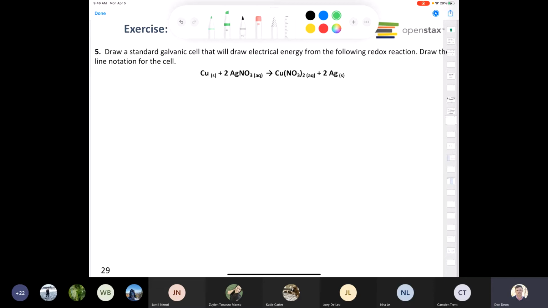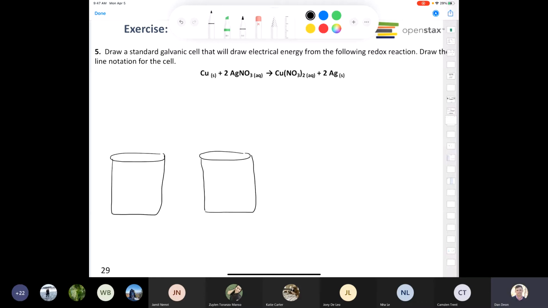that we can put in both of our solutions. Sorry, I'm having a problem here with my computer. There we go. Okay, so let's draw a couple of beakers. So we're going to have a beaker over here, and we're going to have a beaker over here. And in both of those beakers, we're going to have our two solutions.